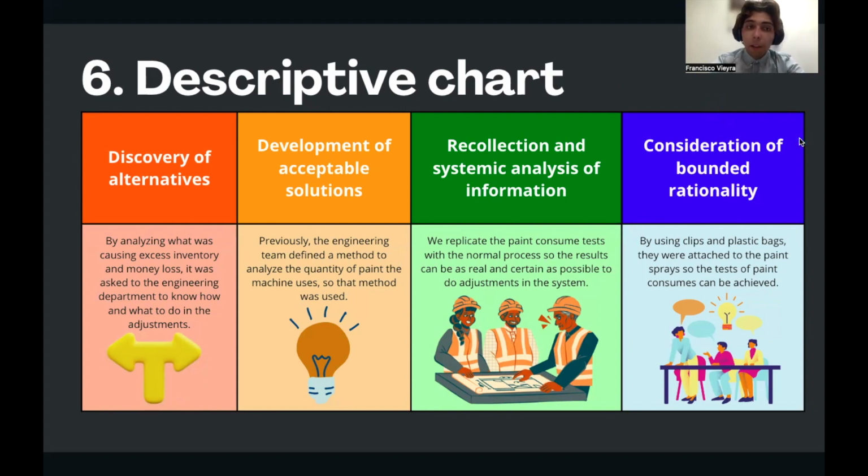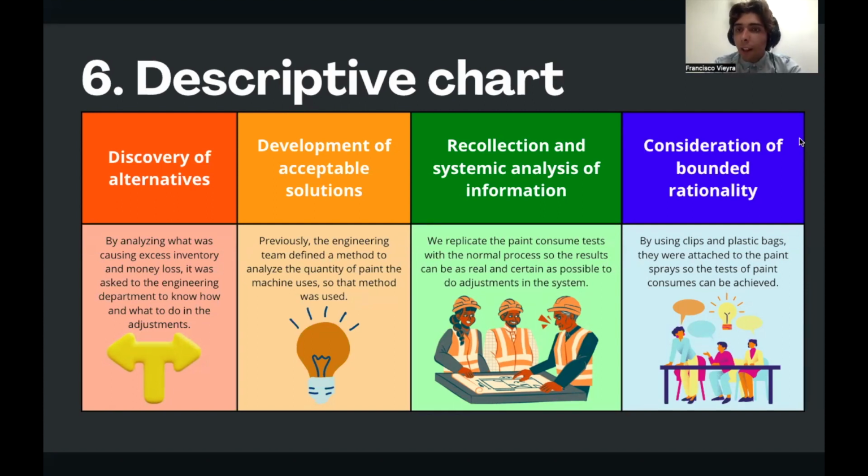Well, a descriptive chart about this problem: the first is discovery of alternatives, because by analyzing what was causing inventory excess and money loss, it was asked of the engineering department how and what to do in the adjustments. Then, for development of acceptable solutions, previously the engineering team defined a method to analyze the quantity of paint the machine uses, so that method was used. Then, for the recollection and systemic analysis of information, we replicated the paint consume test with the normal process, so the results can be as real and certain as possible for the adjustments in the system.